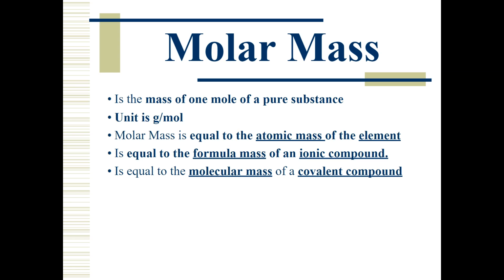Or we could be talking about the formula mass or molecular mass of a compound, which we would get by taking the number of atoms of the elements, and we would multiply the number of atoms of each element by its atomic mass on the periodic table, and then add that together for however many elements there are in the compound.